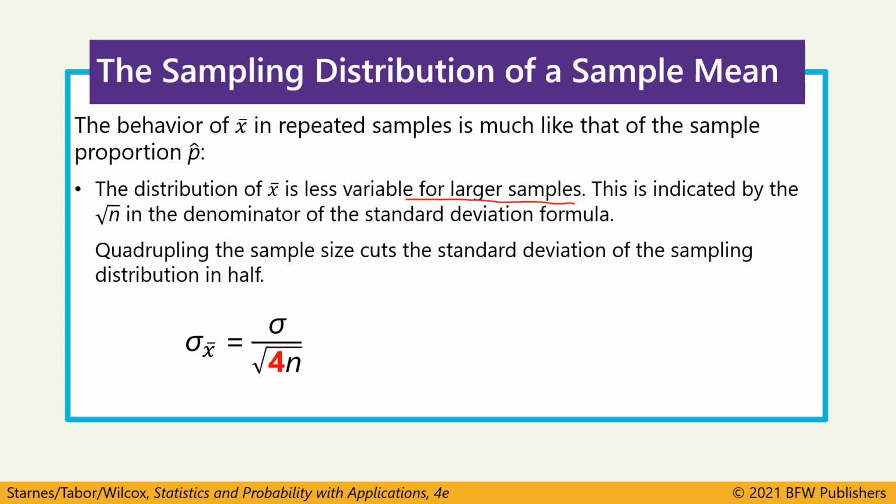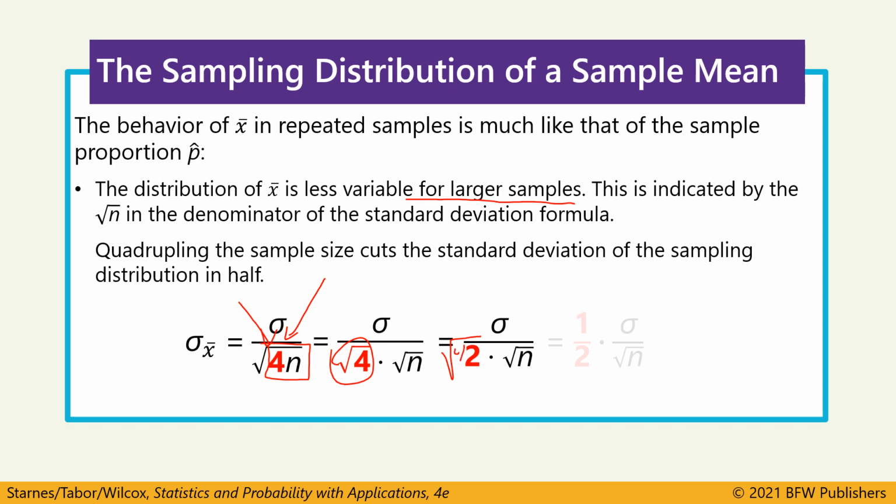So let's say instead of taking a sample size of n, we take a sample size of 4n. That's inside that square root there. We could separate it out, and we can see that by increasing the sample size by a factor of 4, it decreases that standard deviation by the square root of 4, or 2.